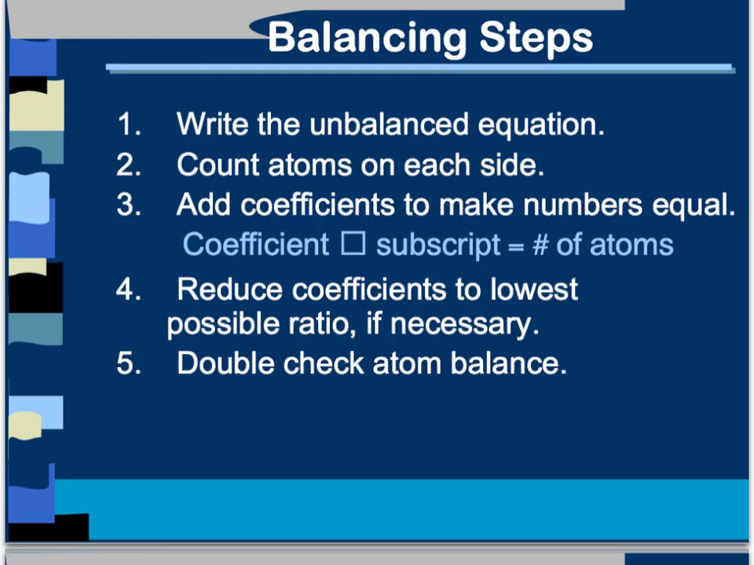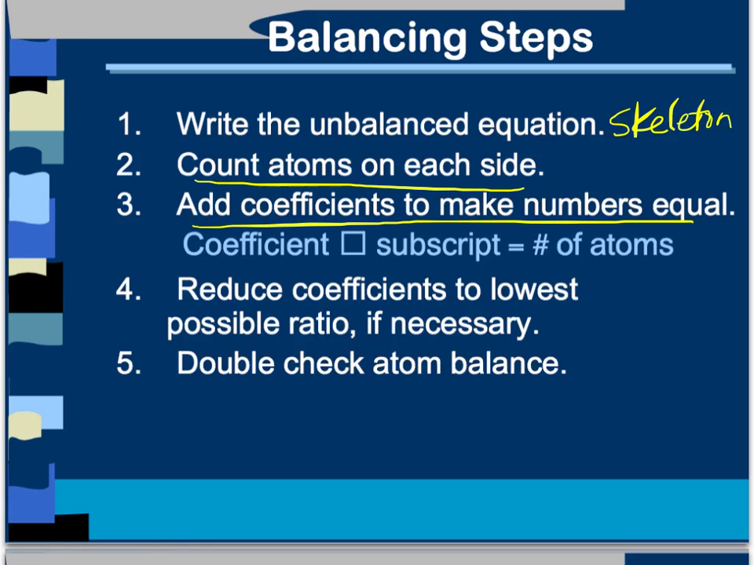So you know me, I always like to have steps or know exactly how I should be doing something. So the steps here for balancing an equation is to write the unbalanced equation. Sometimes you'll hear me call this a skeleton equation because it's just the bones. It doesn't have the meat or the coefficients there. We need to count the atoms on each side. We need to add coefficients to make the numbers equal.